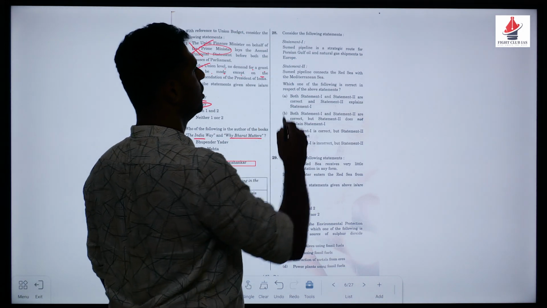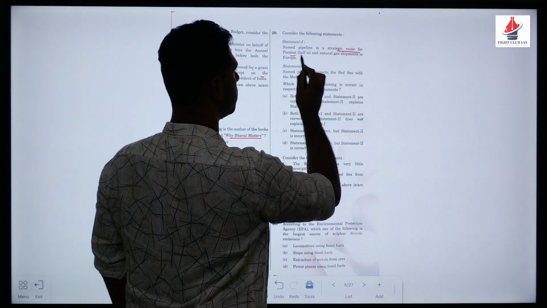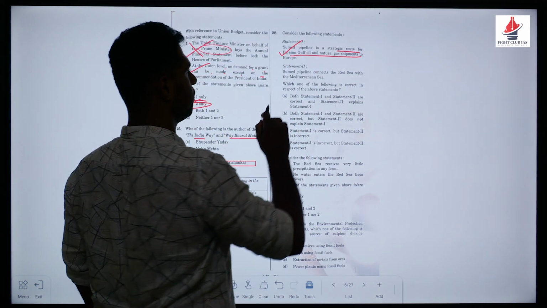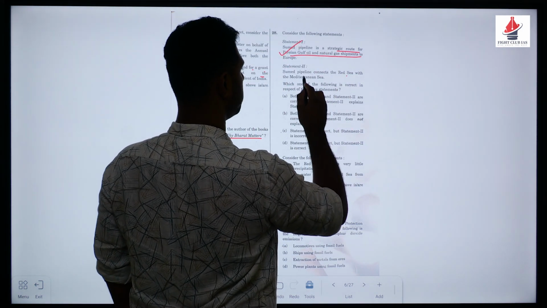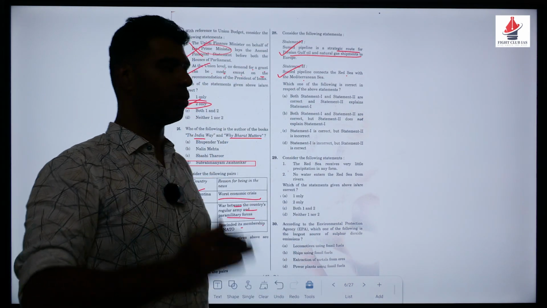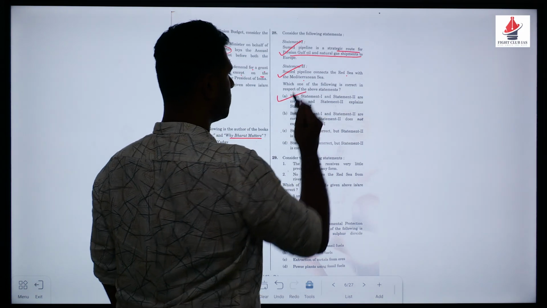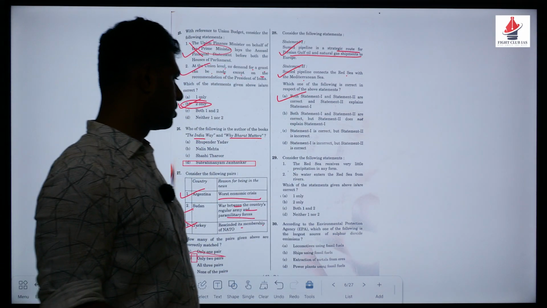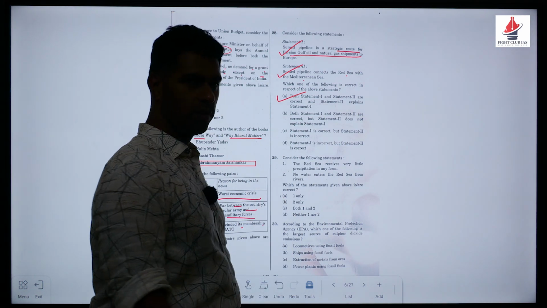Now coming to this, Sumed pipeline is a strategic route for Persian Gulf oil and natural gas shipments to Europe. True, this is correct. Sumed pipeline connects the Red Sea with the Mediterranean Sea. Yes, this is also correct, and that is why it is a strategic route. Right? That is why answer is A. Both statement 1 and statement 2 are correct, and the second one is the explanation for the first.